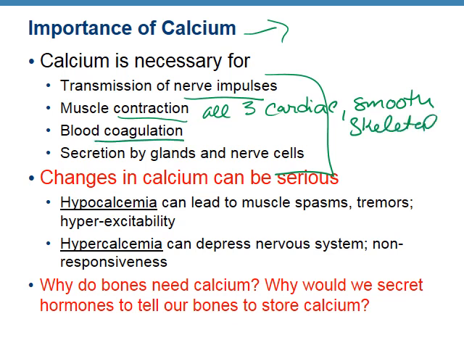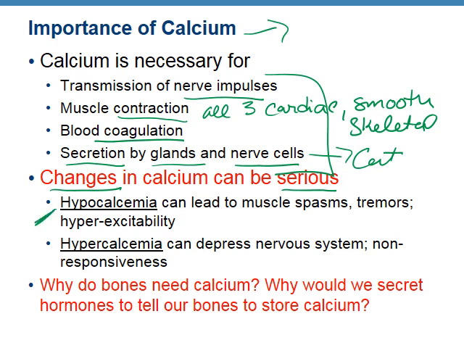Blood coagulation. In order for blood to gel and form fibers and form a clot, you have to have calcium. And secretion by glands and nerve cells sometimes is activated by calcium. So in order for the gland to secrete its product, or the nerve to secrete something, it's going to need calcium as a trigger. So changes in calcium levels can be serious.